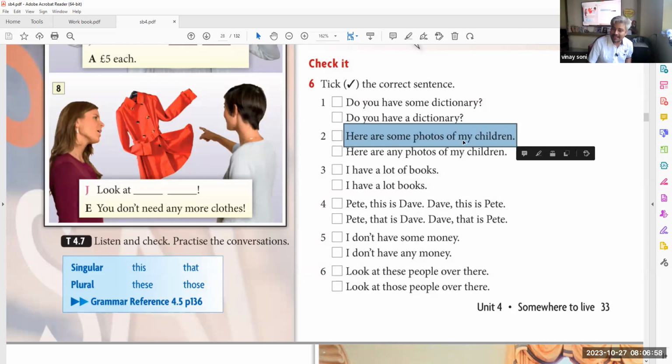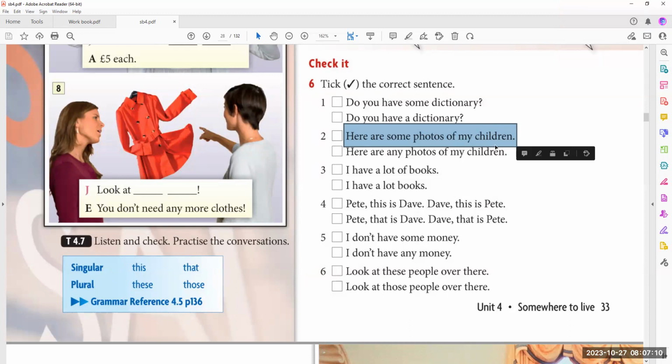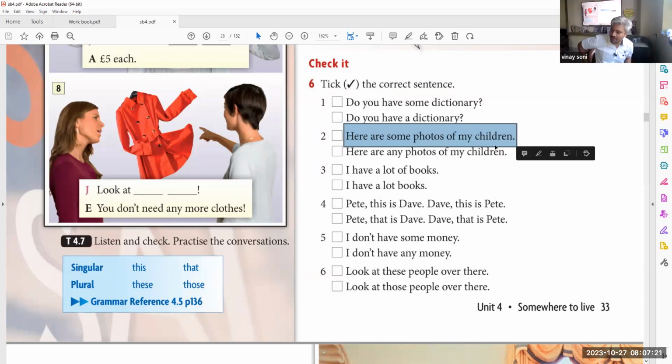When do you say this line? When you are showing the photos. When you are showing the photos, you say, here are some photos of my children. And when do you say this sentence? When you are showing the photos of your children, right? Like this. Hey, here are some photos of my children.